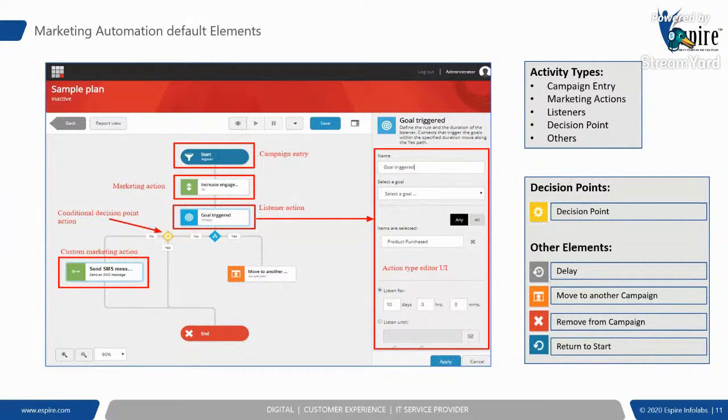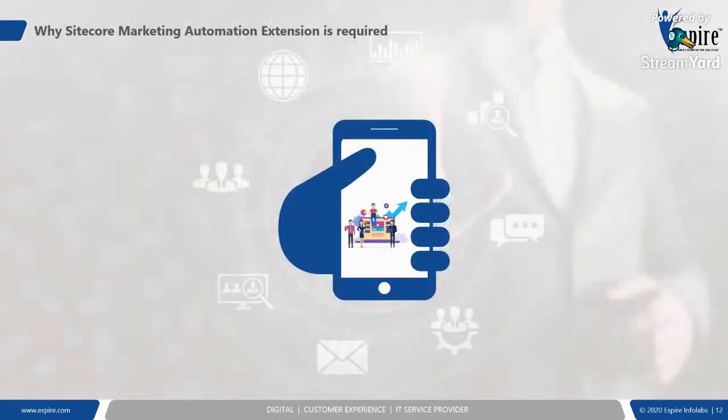Also, there are some other elements over here, like delay. You can simply add a delay between the marketing activities. It can be in minutes, seconds, or days as well. You can move a contact to another campaign, like here, move to another campaign. So if something has been done, you want to enroll that particular customer into another campaign, or you want to remove a person from this campaign, and you can return to start. Maybe somewhere here you want to start the whole activity once again for that particular user. So these are some other elements that are available by default in Sitecore.